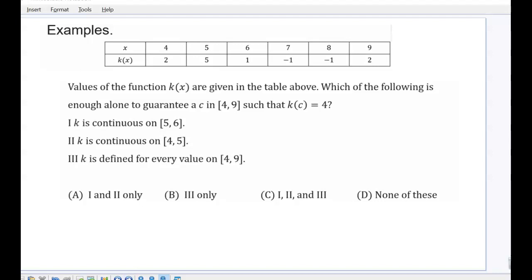Well, if we look at the chart, k(c) takes on a value of 4 in two places. It takes on a value of 4 somewhere between 4 and 5, because my k(x) goes from 2 to 5. And somewhere between 5 and 6, it also takes on a value of 4 because it goes from 5 to 1. And it tells us that the function is continuous in both of these places. So I would say 1 and 2 are valid. So my answer here would be A.